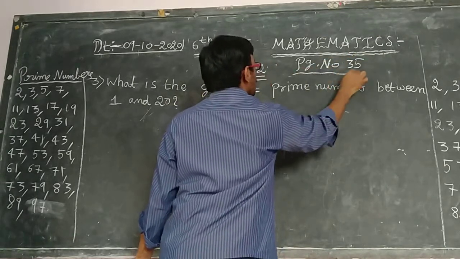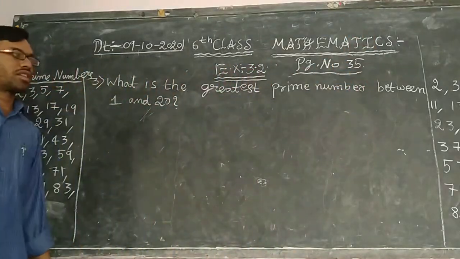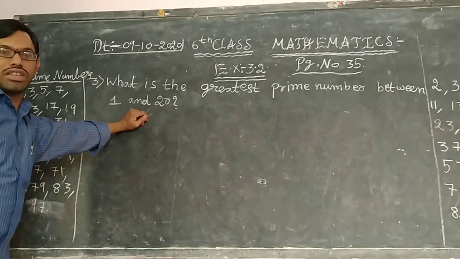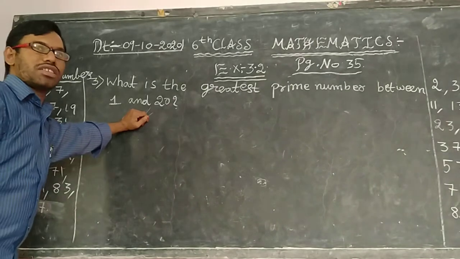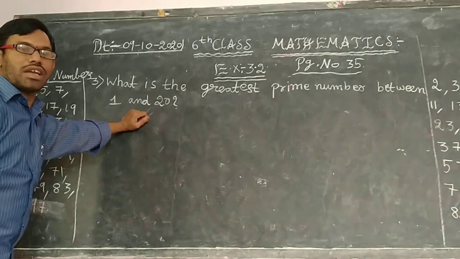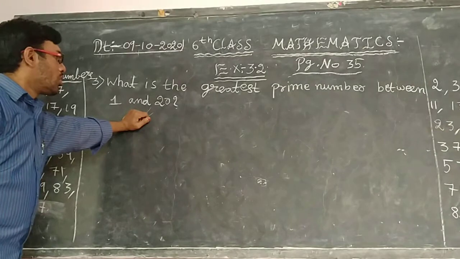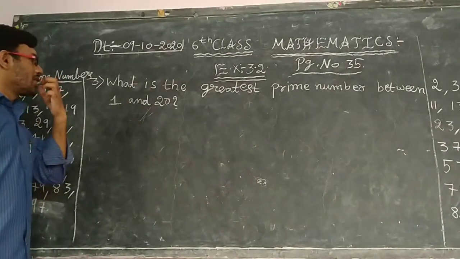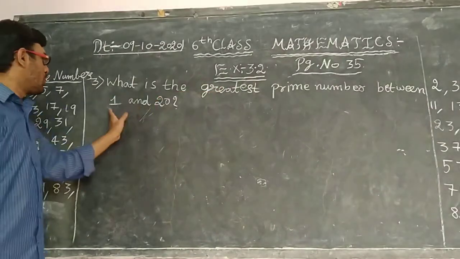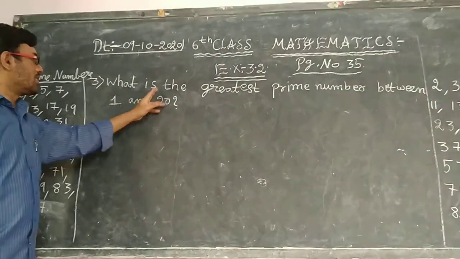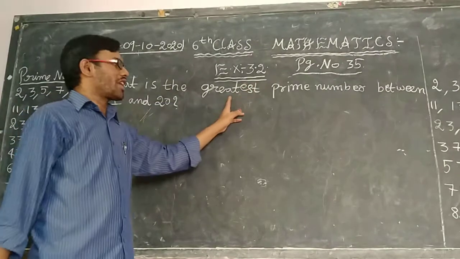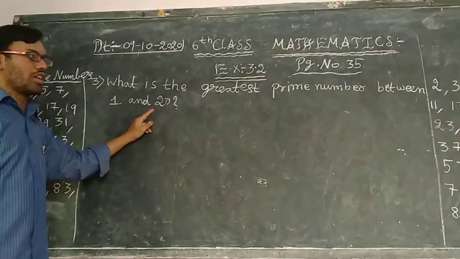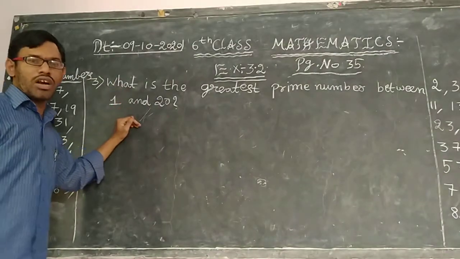This bit is totally regarding factors, prime numbers, twin primes and so on, and we have discussed co-primes, twin primes and everything. Before that, see the third one, children. What is the greatest prime number between 1 and 20? Greatest means biggest, largest prime number between 1 and 20.